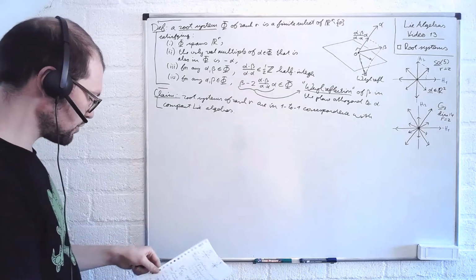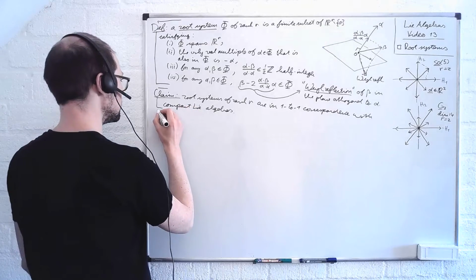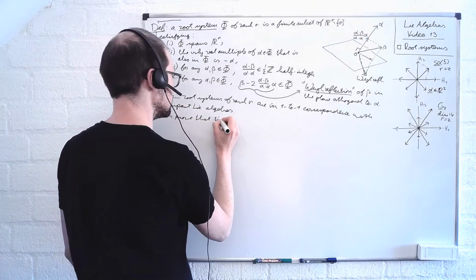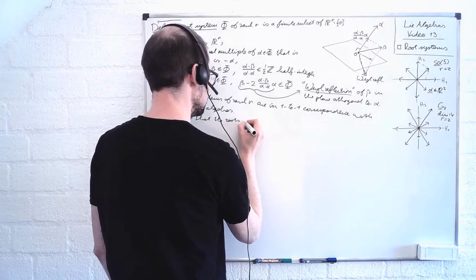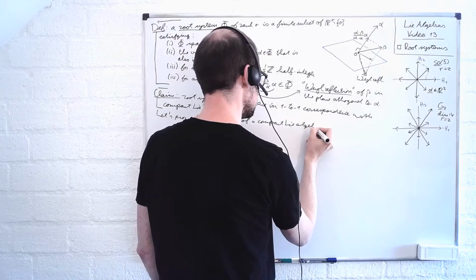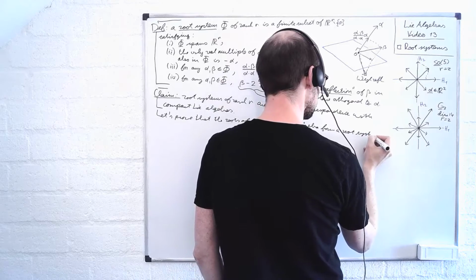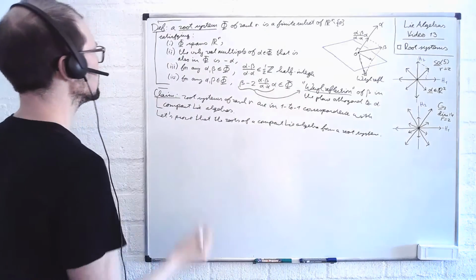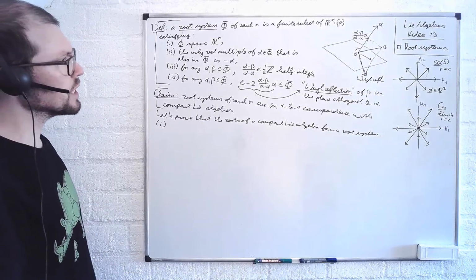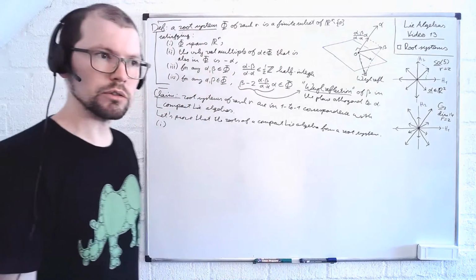So there are a couple of steps to this. So let's prove that the roots of a compact Lie algebra form a root system. So let's first look at the first point. We have to show that these roots of the Lie algebra span the r-dimensional linear space.